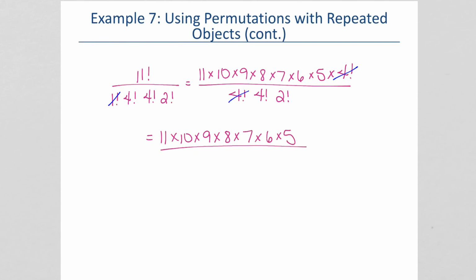And on the bottom we have 4 factorial, which is 4 times 3 times 2 times 1, times 2 factorial, which is 2 times 1. Put that all in your calculator and make sure that you put the top in parentheses and the bottom in parentheses. If you put it in your calculator, you get 34,650 possible ways to arrange these letters.